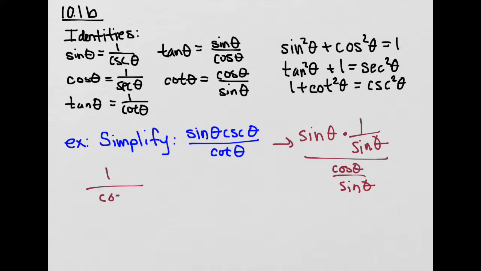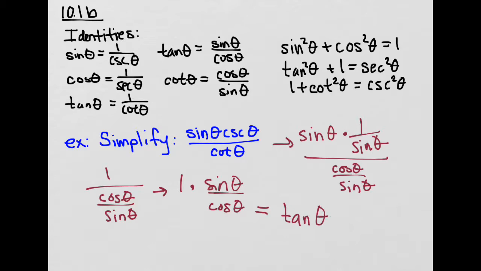And that is 1 over cosine theta divided by sine theta. Now we don't like fractions within fractions, so let's go ahead and multiply the top by the reciprocal of the bottom. So that'll give us 1 times sine theta over cosine theta. And 1 times anything is that anything. And then we notice that sine over cosine is just tangent. So this expression can simplify into tangent theta. Alright, let's go ahead and do another one.